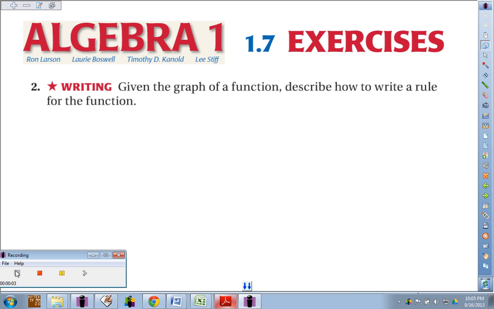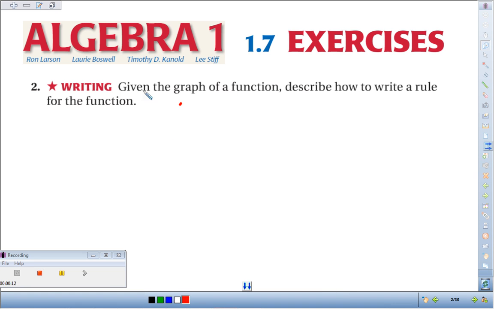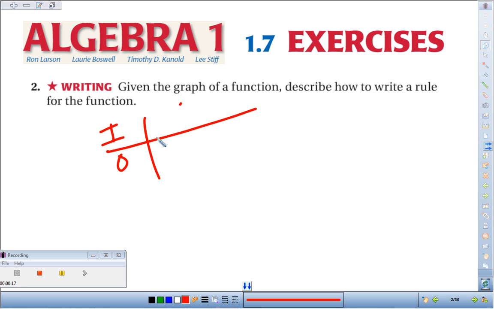Number two, we're supposed to, in writing, if we are given the graph of a function, describe how to write a rule for the function. I would say, essentially, it boils down to looking for a relationship between the input variable and the output variable. Of course, the first thing you always want to look for, let me just make a simple example, is, can I easily go from input to output with a one-step operation? Can I use addition, subtraction, multiplication, or division?